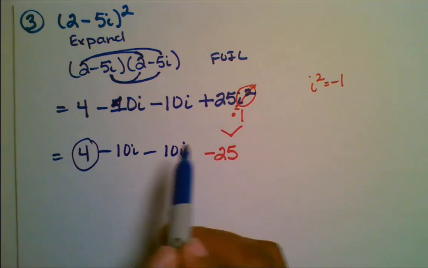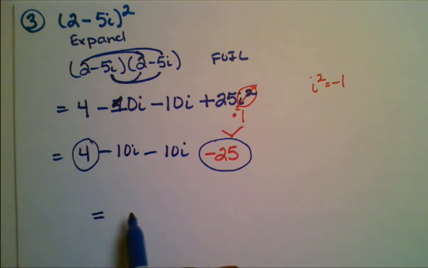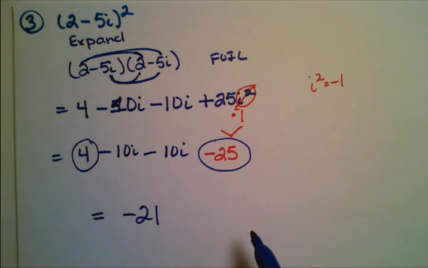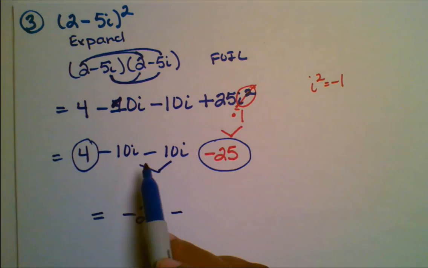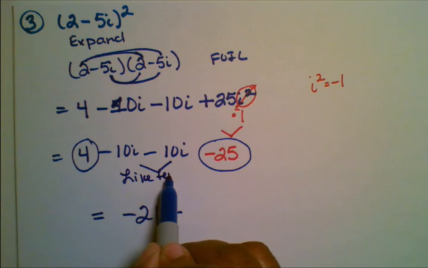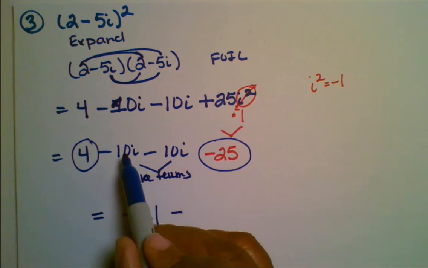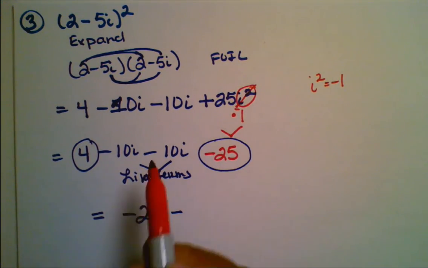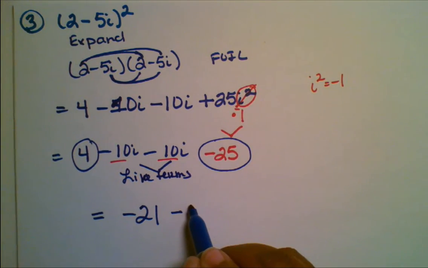Then let's combine our parts. 4 minus 25, we have negative 21. And then negative 10i plus negative 10i, that gives us, please let me say this, these are like terms. So you do not add those exponents. Your only focus will be on the negative tens, and we keep the i, keep the variable. So that would give us minus 20i.